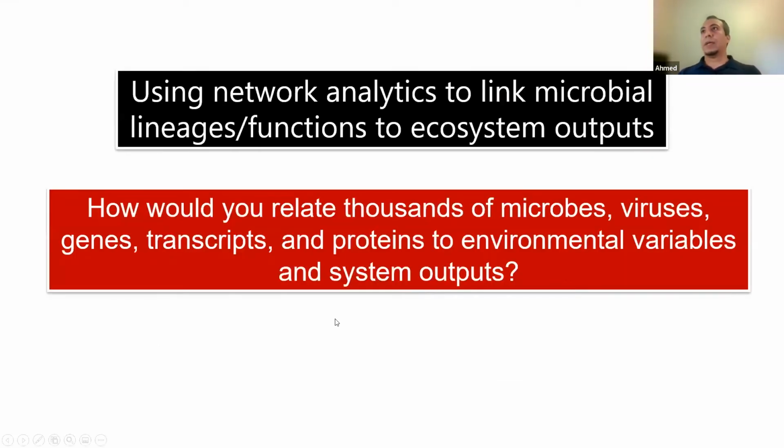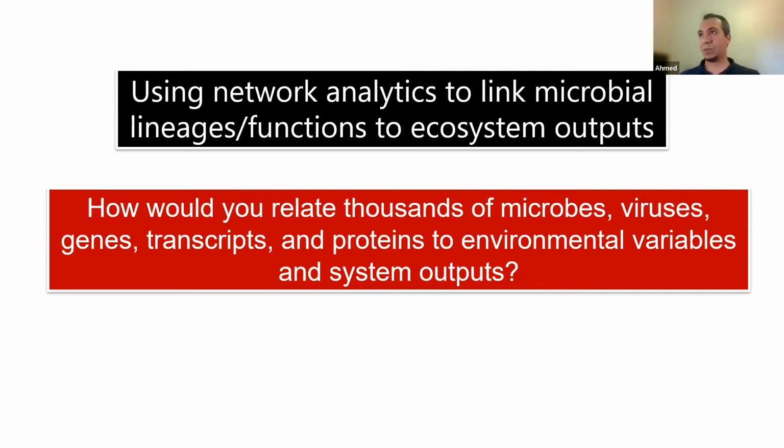So again, we are going to look at how to link microbial lineages, microbial functions, viral populations, transcript abundance, and protein abundance with the ecosystem output. That could be carbon export to the deep ocean, or methane flux to the atmosphere, or health versus disease indices. All of that is a different application that you might want to use network analytics for.